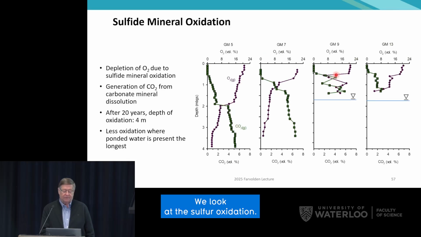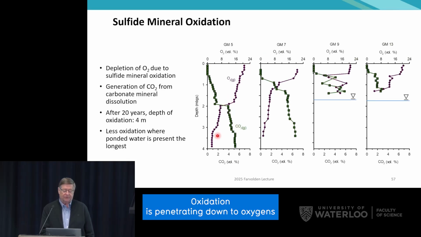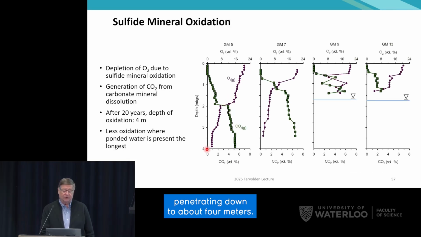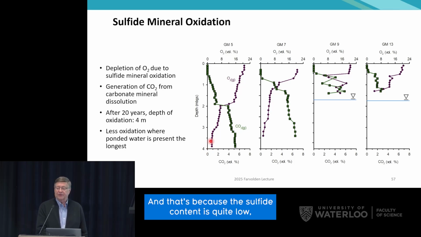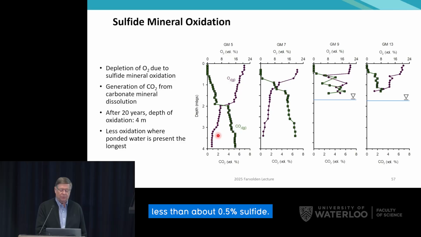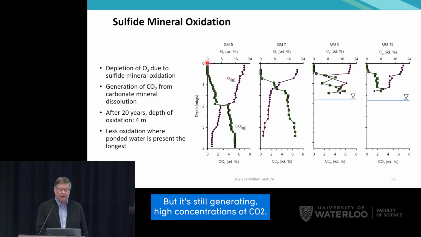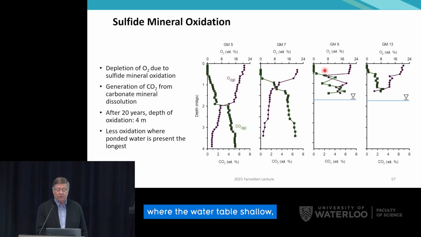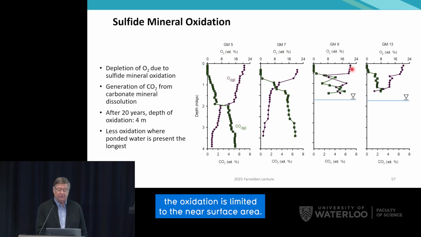When we look at the sulfide oxidation, oxygen is penetrating down to about 4 meters. And that's because the sulfide content is quite low, less than about 0.5% sulfide. But it's still generating high concentrations of CO2, which are diffusing upward from the tailings into the atmosphere. These are two locations where the water table is deep, and you get extensive oxidation at depth. Where the water table is shallow, the oxidation is limited to the near surface zone.